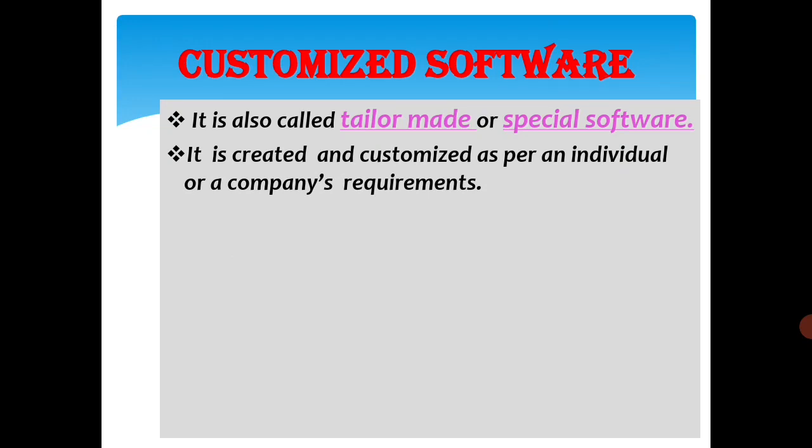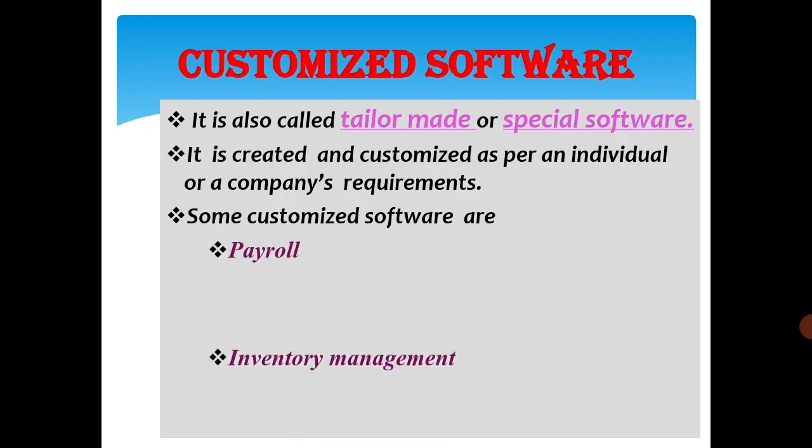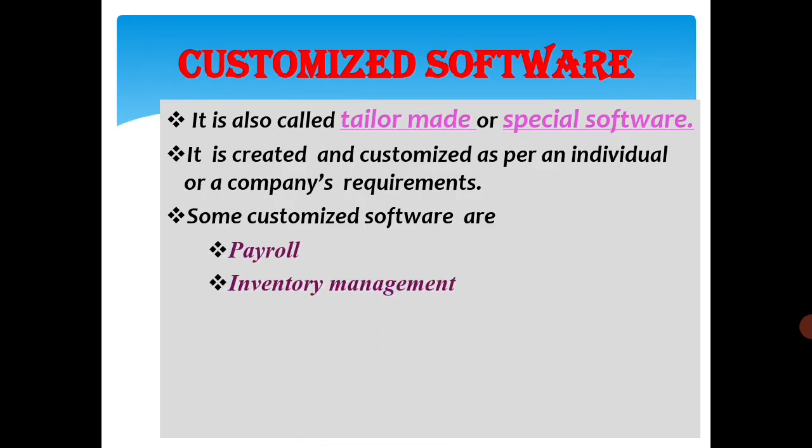I said it is for individual purpose. Some customized software are payroll and inventory management. It is used in grocery shops and all. How much stock is there, which stock we need, for that inventory management software is used. The next one is railway reservation system. If you want, you can book the ticket in your home itself. Yes, so that is one type of software.